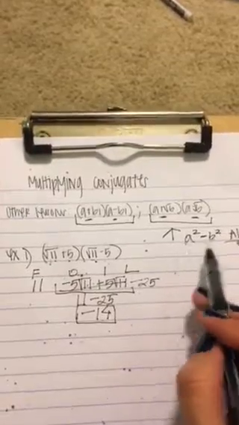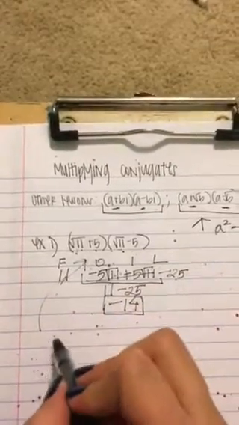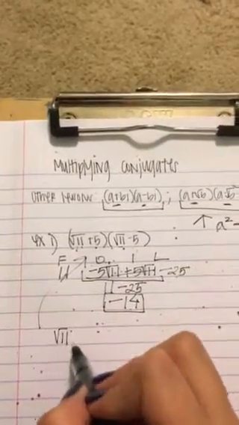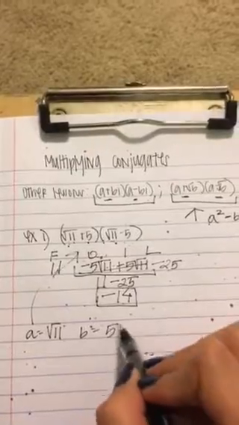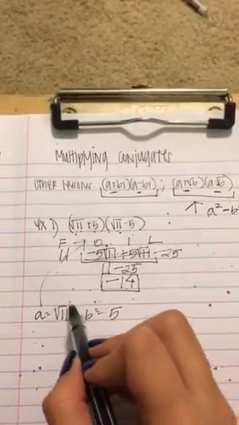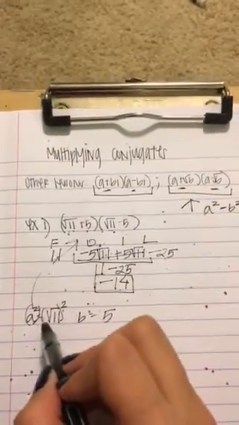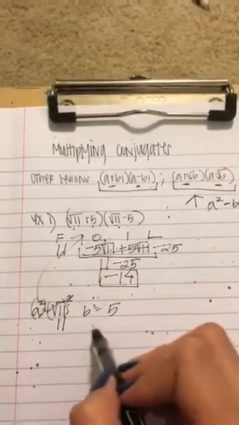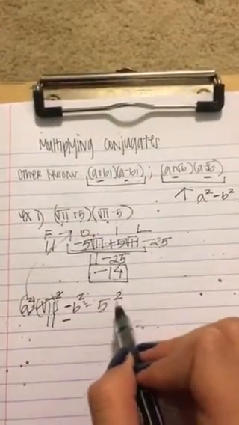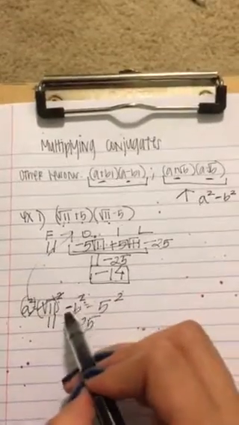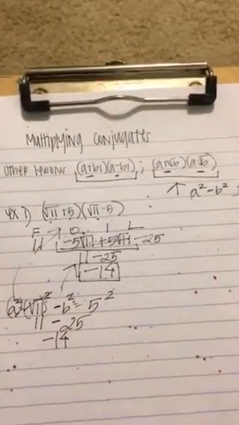Now if you were to use a squared minus b squared, for this problem up here, your a value is square root of 11, and your b value is 5. Whenever you square it, these cancel out and you're left with 11. And for b, 5 squared equals 25. You're left with the same thing that you see over here, and you know that your answer is going to be negative 14.